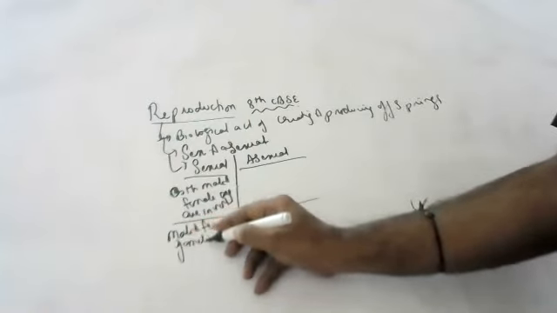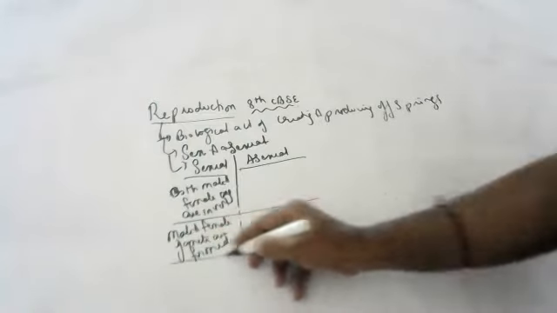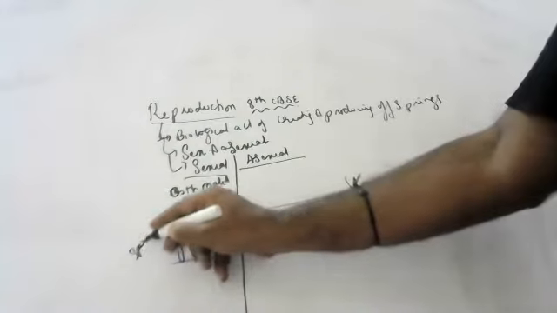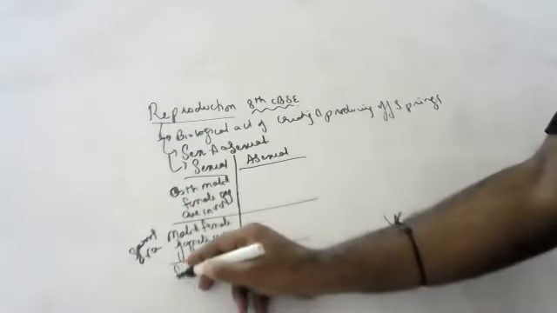Male and female gametes. Can anyone tell what are male gametes? Sperms. What are female gametes? Ova. So because male and female gametes are there, fertilization takes place.